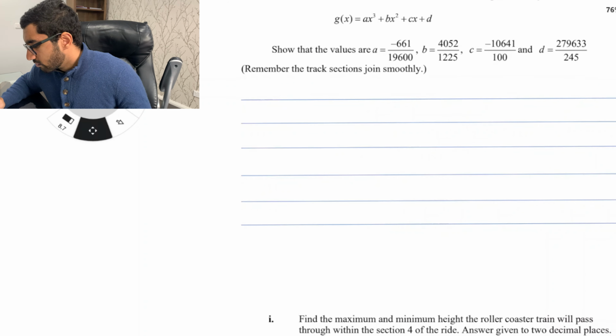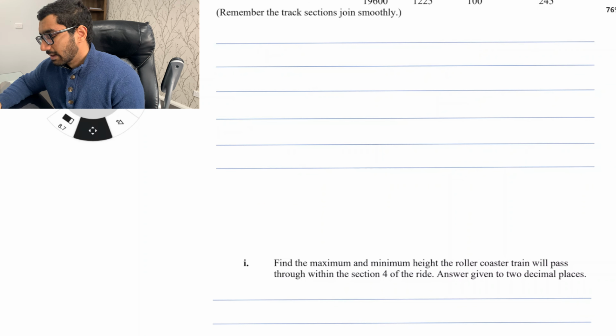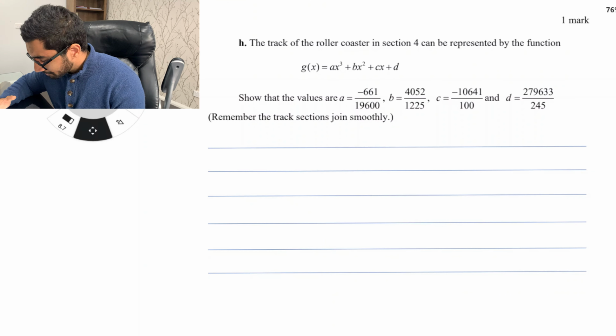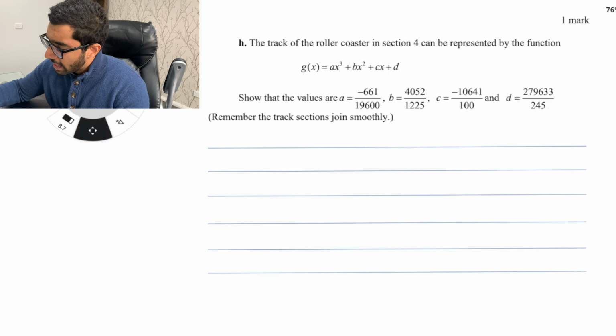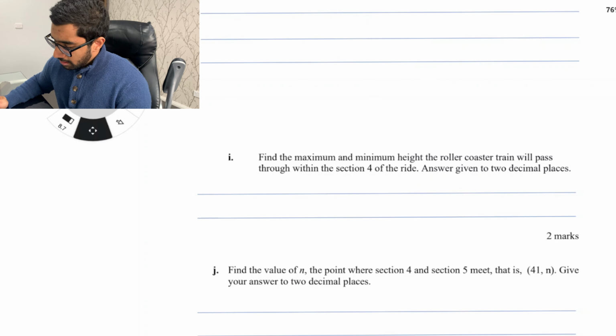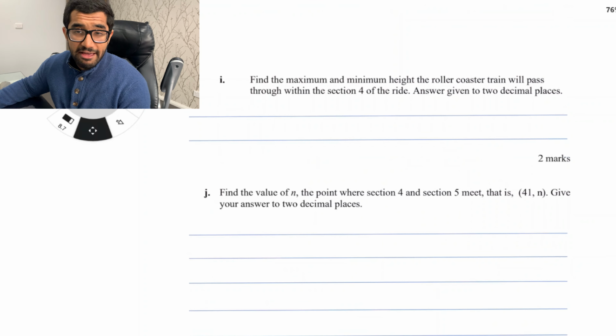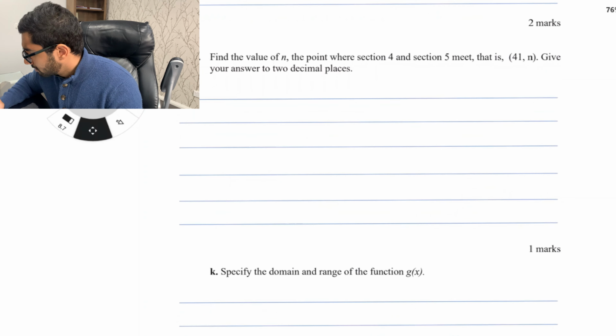So relatively straightforward in my opinion. And that's sort of why they reminded you as well, the tracks join smoothly, okay? So that's where the 4th simultaneous equation would come from, okay? So in the end, after that, you would then have your full equation of the cubic, okay? Part of that is saying find the max and minimum height, okay? So literally you can just use f min and f max, that's fine, okay?